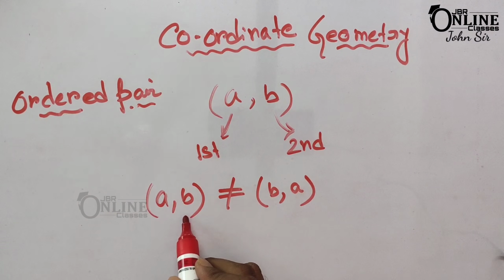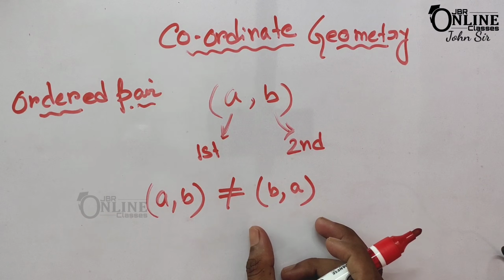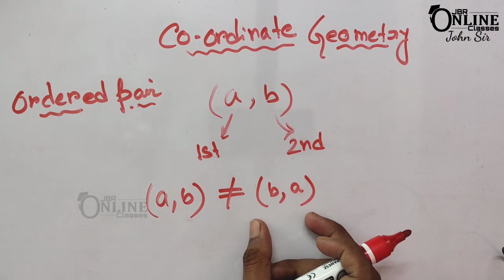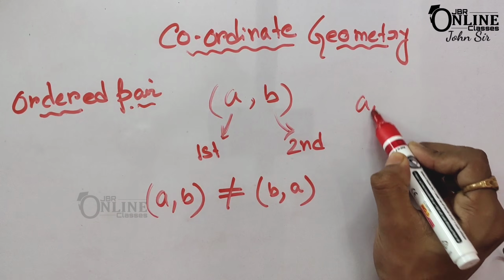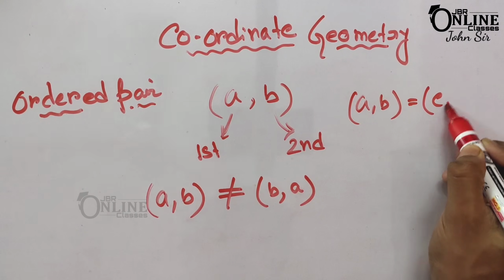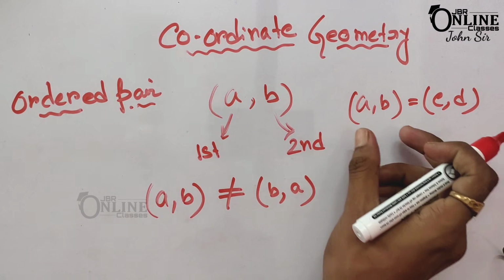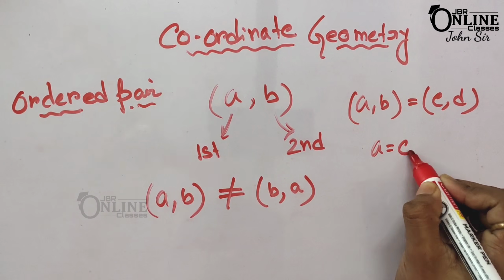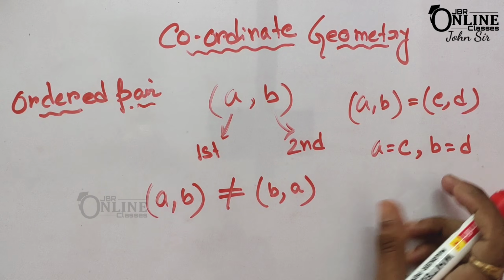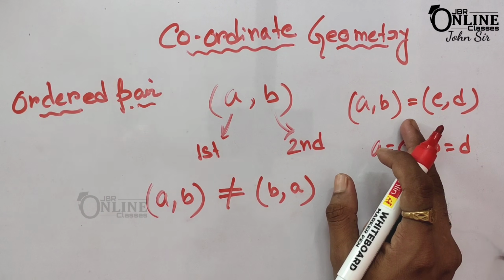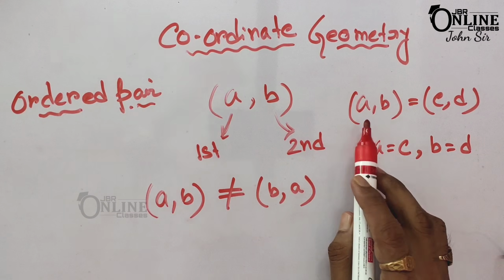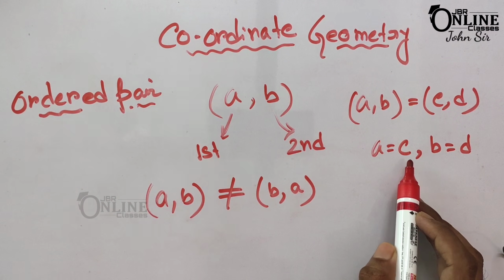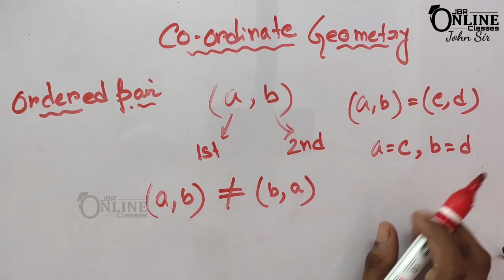The ordered pair (A, B) is not equal to (B, A), because when the ordered pair (A, B) is equal to another ordered pair (C, D), then if and only if A equals C and B equals D is it possible, otherwise not. Whenever (A, B) equals (C, D), then definitely A equals C and B equals D.